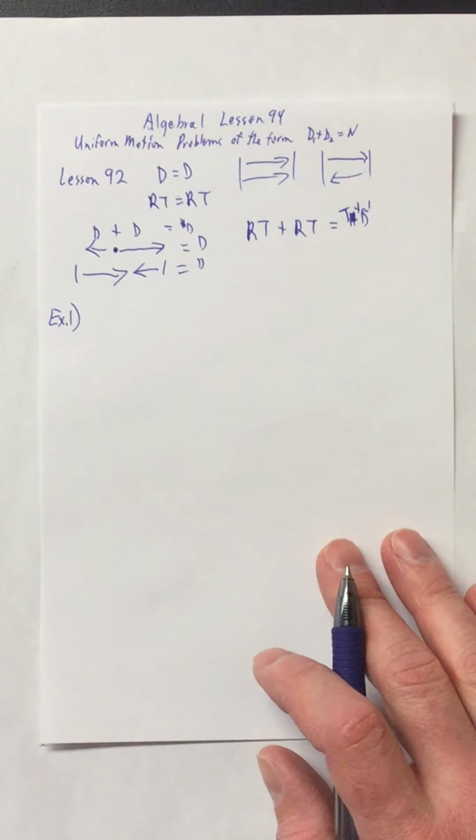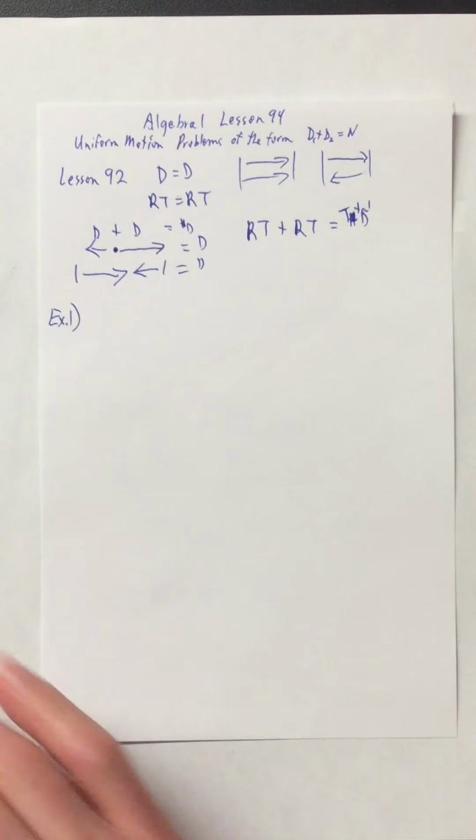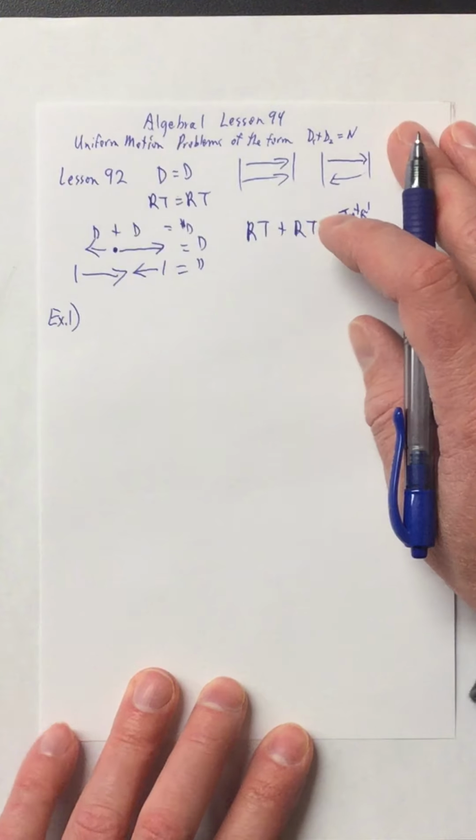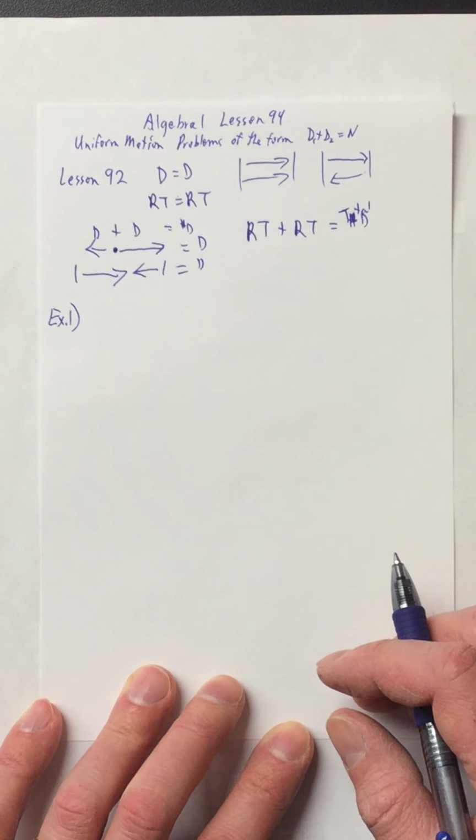So let's look at example 1. And you can see how this gets put together. It says a southbound bus left Fort Walton Beach at 9 a.m. 2 hours later, a northbound bus left the same station. If the buses traveled at the same rate and were 352 kilometers apart at 2 p.m., find the rate of the buses. So we want to know how fast in kilometers per hour are they going.